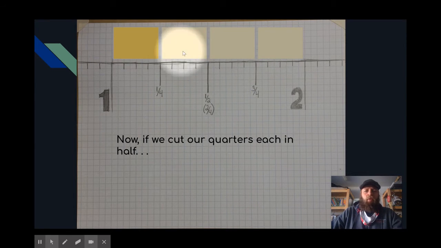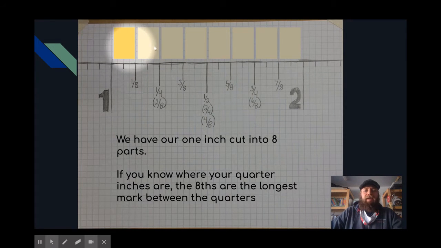So if we cut those quarters into halves, what do we have? If we cut 4 parts into 4, we can divide each of those 4 parts into halves. Look at this. We get 8. So our quarters are now 1/8. We have taken that whole inch and cut it into 8 individual parts.